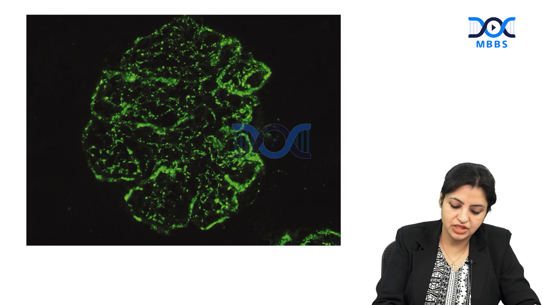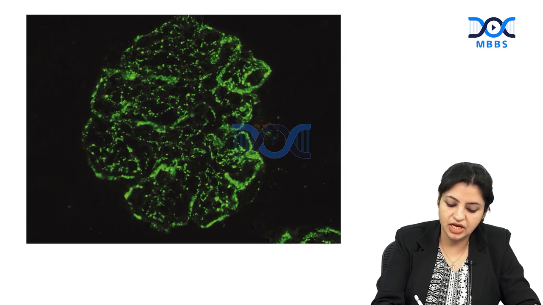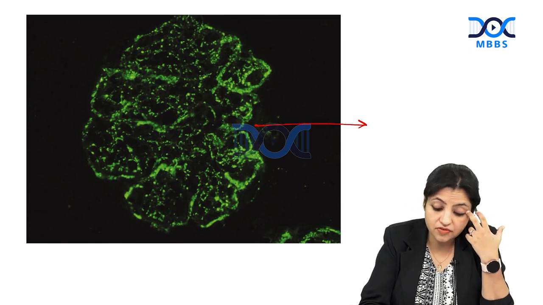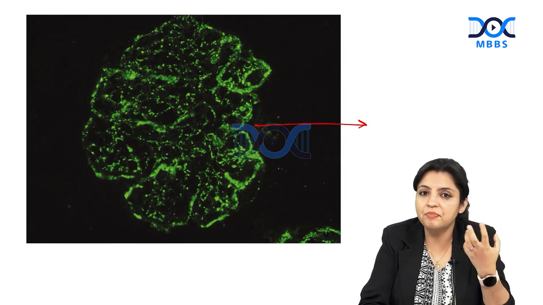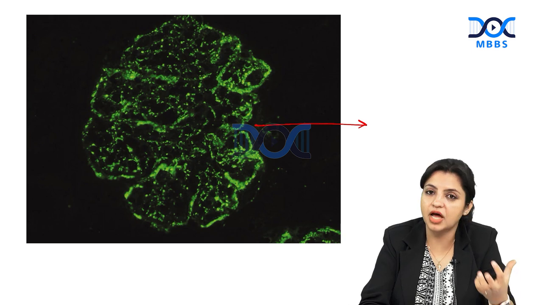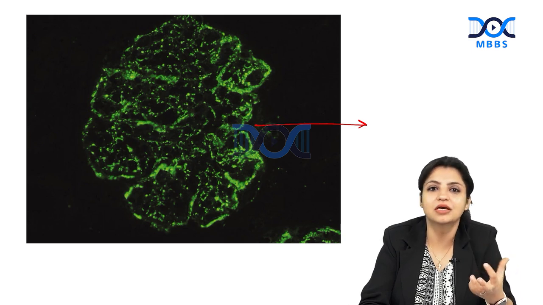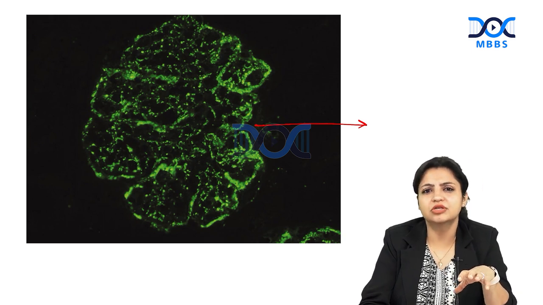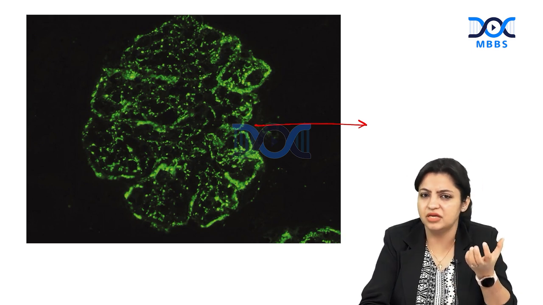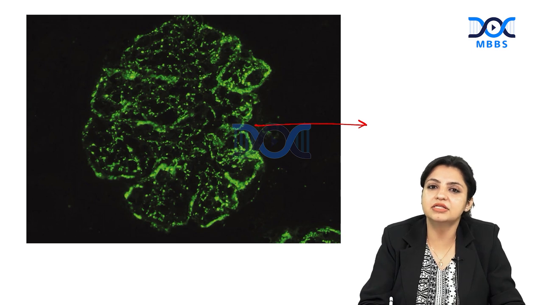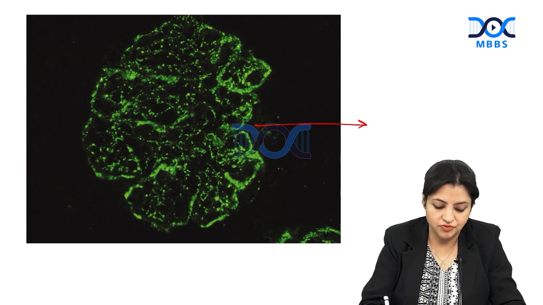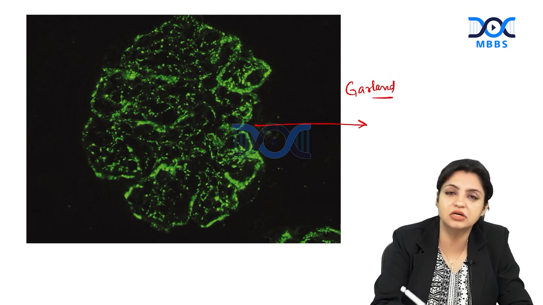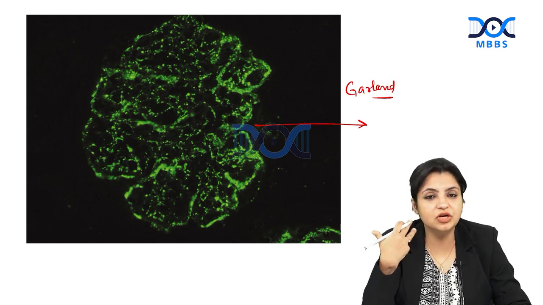So look at this. If you look at this, there will be granular immunofluorescence which will be seen, very bumpy, big granular bumps. These immune complexes contain all the types of antibodies. This is a very bumpy immunofluorescence, also called starry sky immunofluorescence or garland pattern of immunofluorescence. Imagine a garland which you make of flowers.